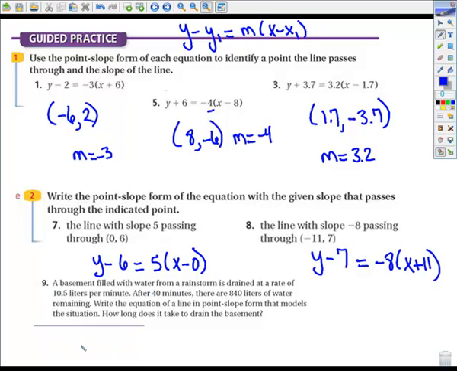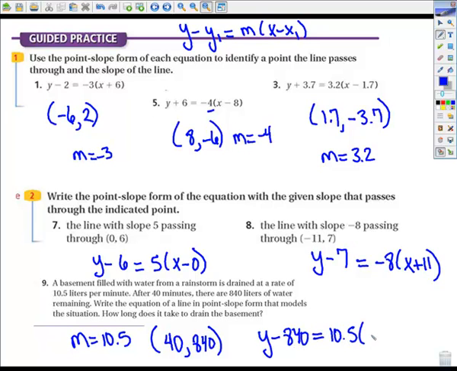And finally, we have a basement filled with water from a rainstorm, and it's drained at a rate of 10.5 liters per minute. That is the slope. The slope is also called the rate of change. After 40 minutes, there are 840 liters of water remaining. So what we need to do is we need to look at this. We've got our slope and we need our point. So 40 minutes and 840 liters remaining. So now they're asking us to write the equation. So y minus 840 equals m, 10.5, times the quantity x minus 40 in this case.